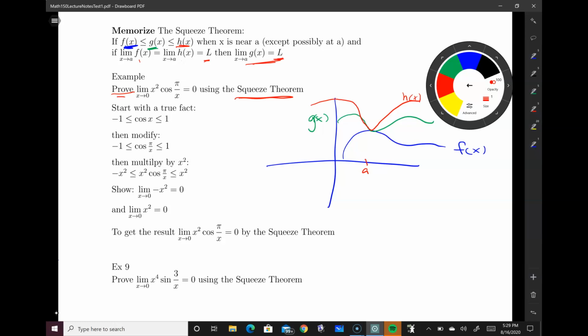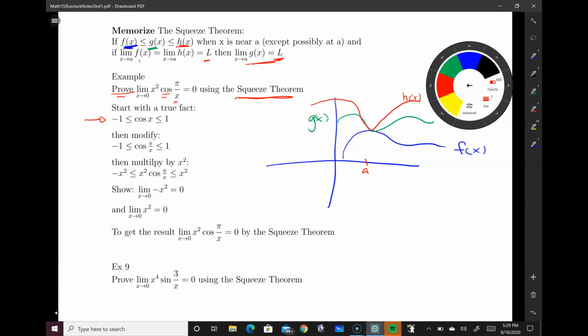So you don't have to write these words, but you would start with a true fact. Since I see a cosine function inside here, I would squeeze cosine between -1 and 1, because that's a true fact. Then if I change the angle to pi over x that's in the problem, that doesn't change it either. That keeps it between -1 and 1.